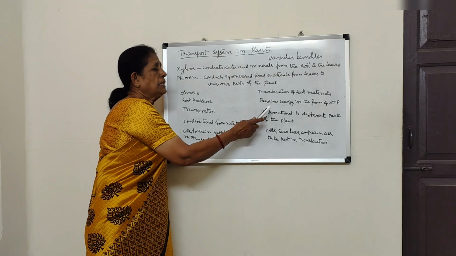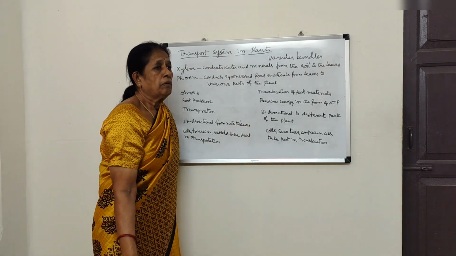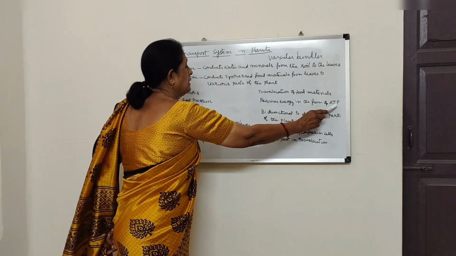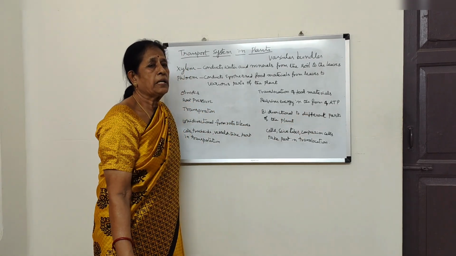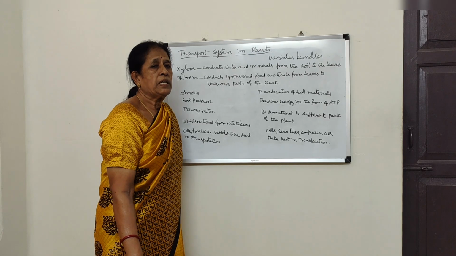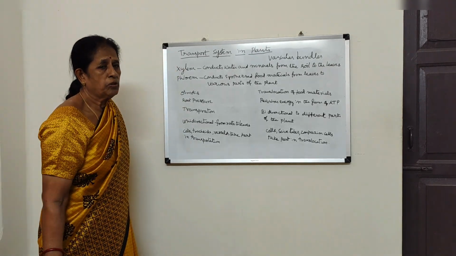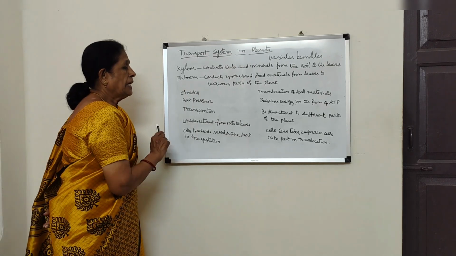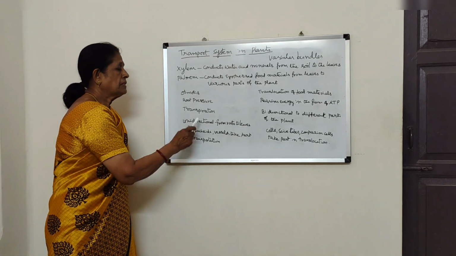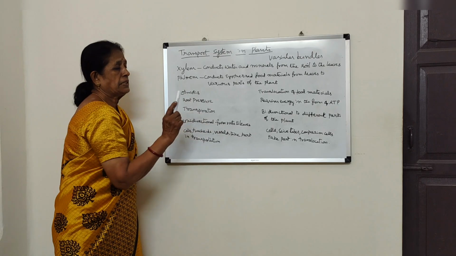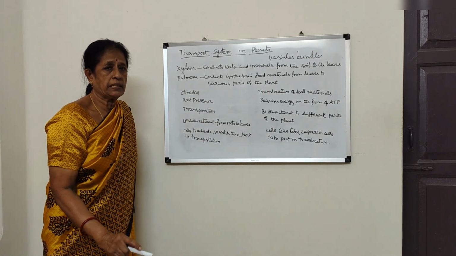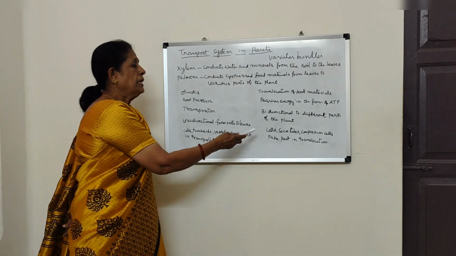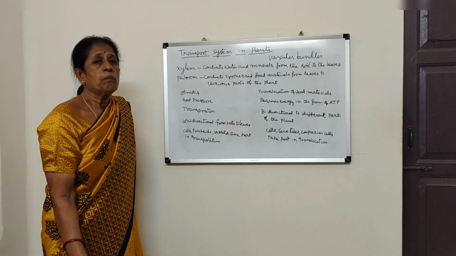So in the transportation of synthesized food materials, the phloem vessels require energy. So what is the energy? That means the food materials are supplied with ATP, adenosine triphosphate, which helps in the translocation of food materials to different parts of the plant. And if you see, the direction of flow of water and minerals in xylem is unidirectional, only in one direction. What direction? From roots to leaf, upward movement. But whereas in the case of phloem, you can see it is bidirectional.